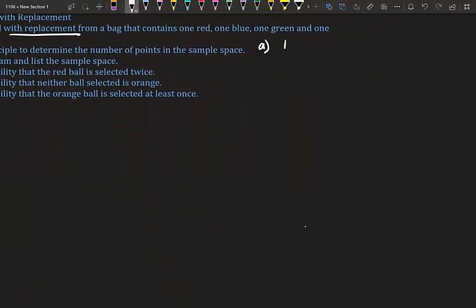So we're picking 2 balls. This is our first pick and our second pick. Our first pick, we have 4 to pick from because we have a total of 4 balls, 1 red, 1 blue, 1 green, 1 orange. And then we put it back and still have 4 to pick from, so we have a total of 16 in the sample space. So we have 16 scenarios.